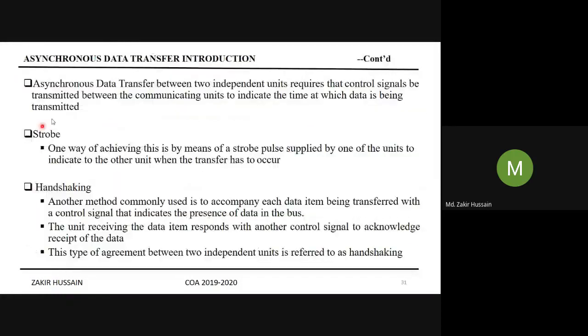So asynchronous data transfer between two independent units requires that control signals be transmitted between the communicating units to indicate the time at which data is being transmitted. This is where strobe and handshaking come into the picture.